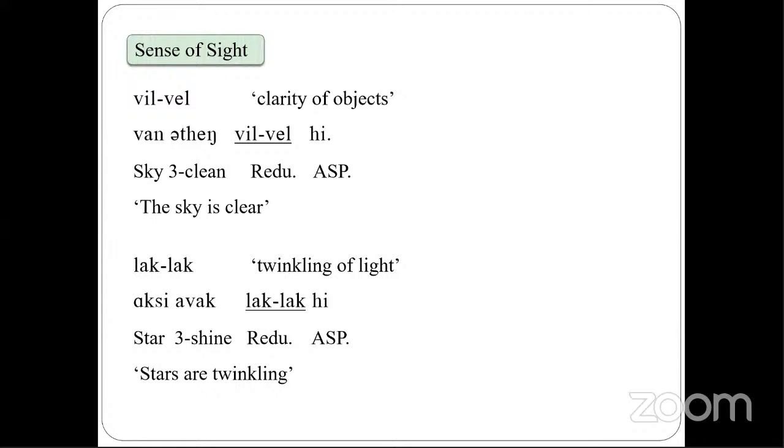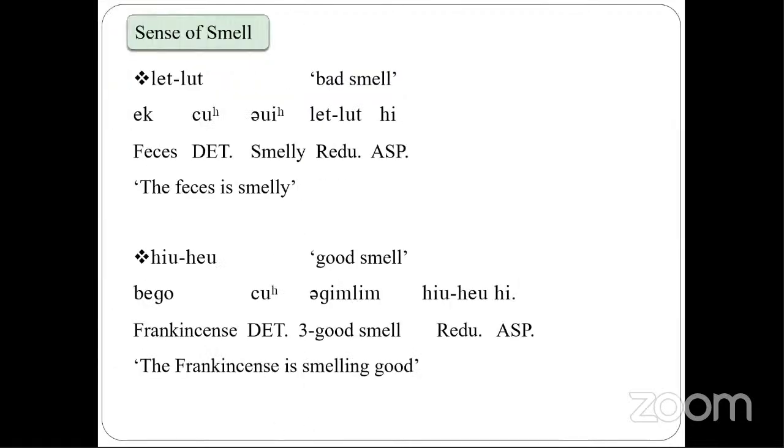And in the sense of sight, we have vil vel, which describes the clarity of an object. For example, van a thing vil vel hi, which means the sky is clear. And lak lak describes the twinkling of light. For example, we have aksi avak lak lak hi. It means the stars are twinkling.